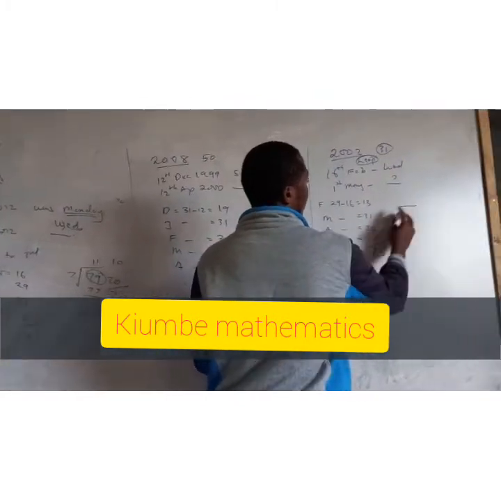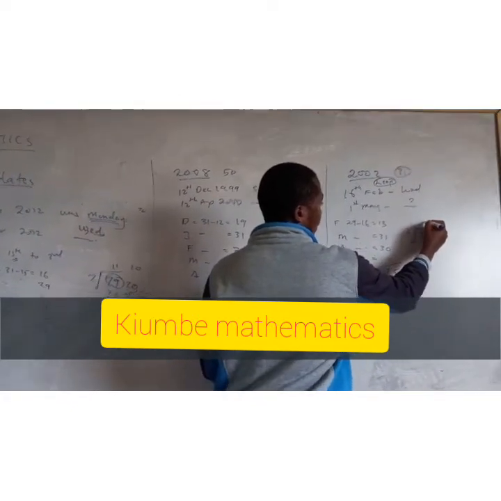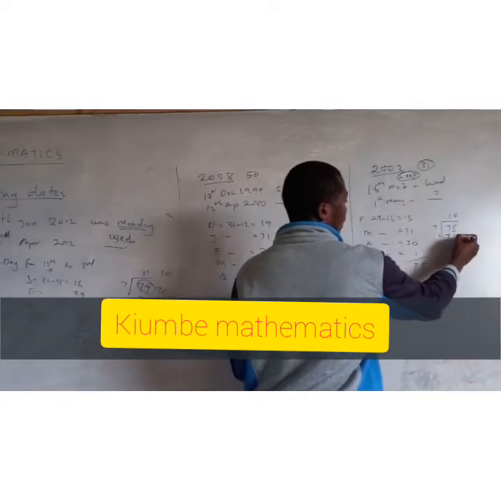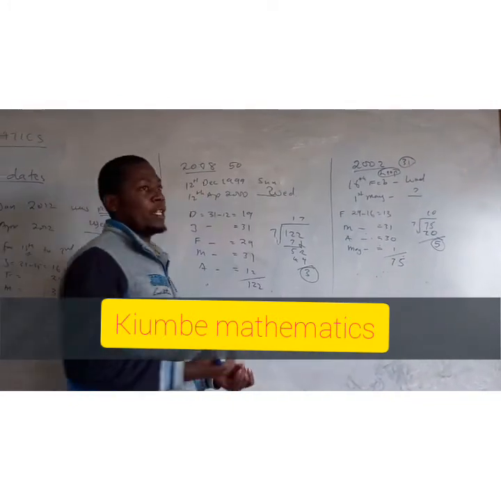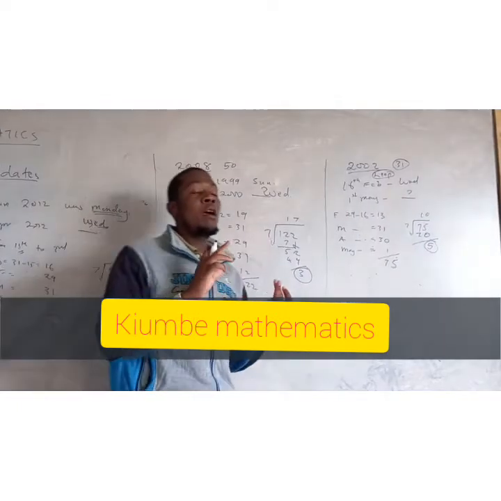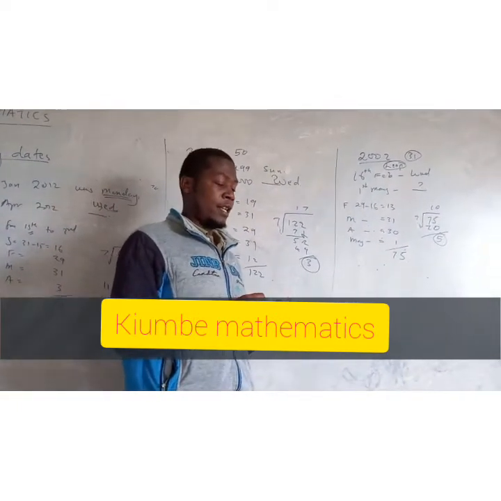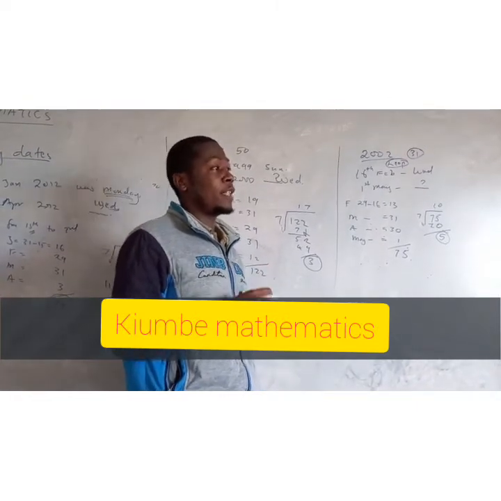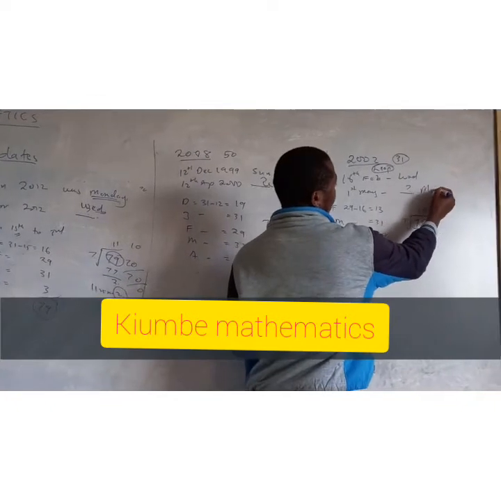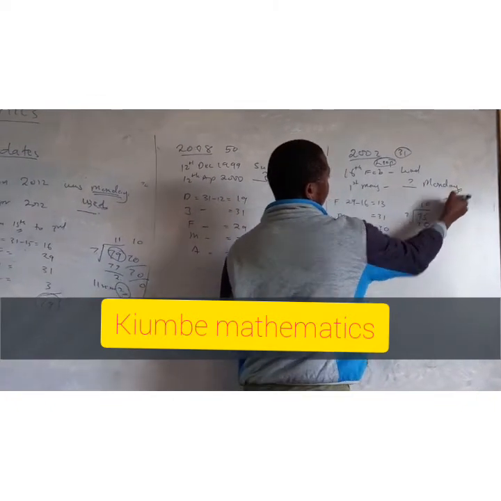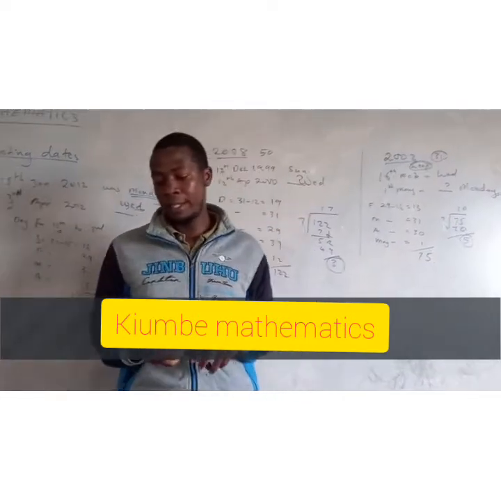Then when you divide by 7, it is 10 because of 70, remainder 5. So we shall count 5 days from Wednesday. It shall be Thursday, Friday, Saturday, Sunday. Then the 5th day shall be Monday. Therefore, our answer on that is Monday.